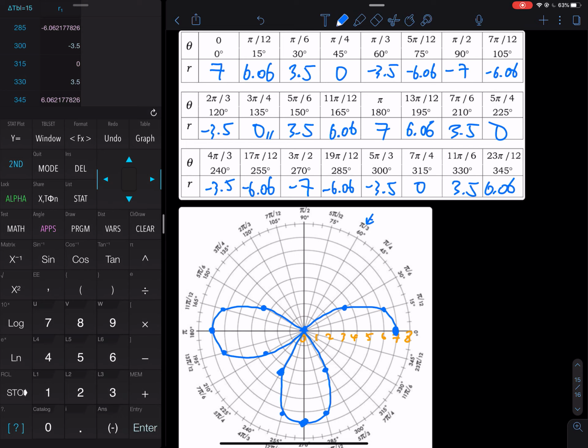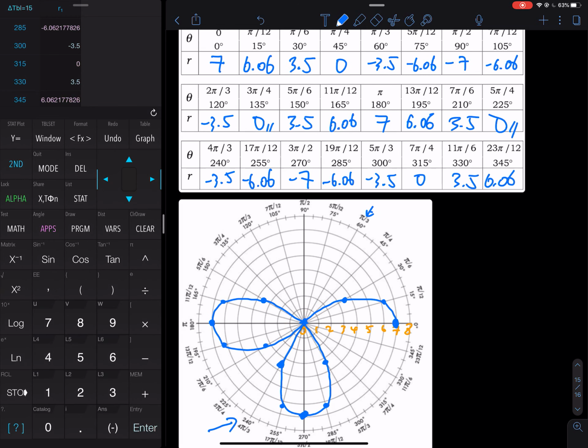Okay, which one did I just stop? 225, and then 240. Now we have to do negative again, so we are not going to quadrant 3. 240 is right here, right? So you reflect 180 degrees. So now we jump over to quadrant 1. 240 is negative 3.5, so that is 1, 2, 3, 3.5 right there. And then 6.06, 1, 2, 3, 4, 5, 6, and a little bit more, and then a negative 7, 6.06, and then a 3.5, and then a 0. So we went this way.